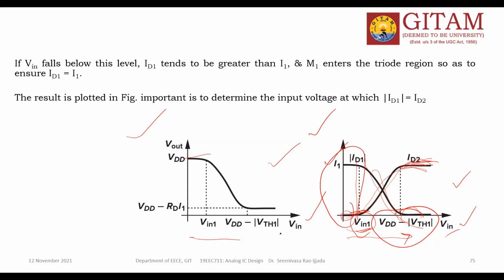As Vin increases beyond these levels, both currents are significant in this region, so the drop across RD becomes larger and your output voltage decreases. Exactly at input voltage VDD minus mod VTH1, your PMOS is completely off, so your output is simply VDD minus the drop across RD.